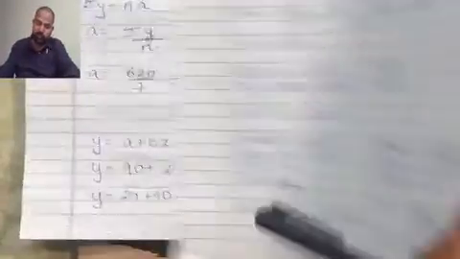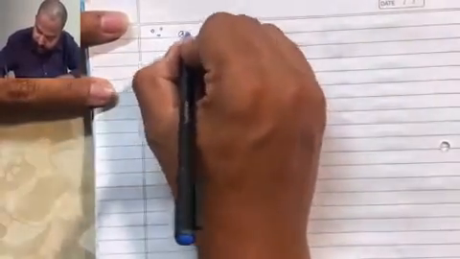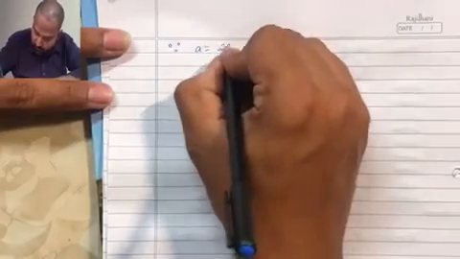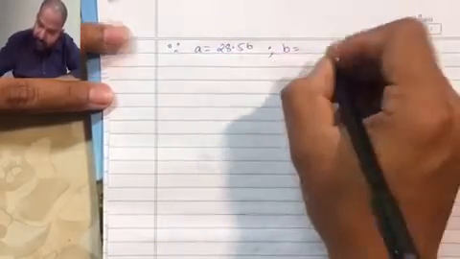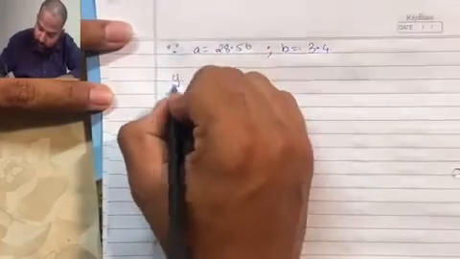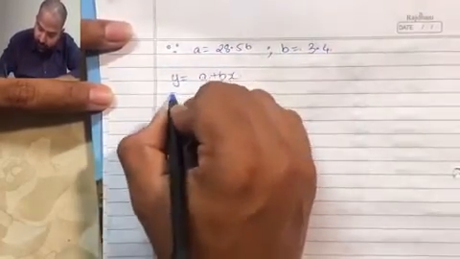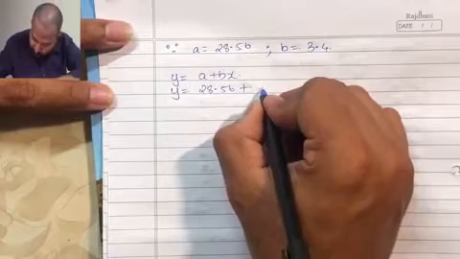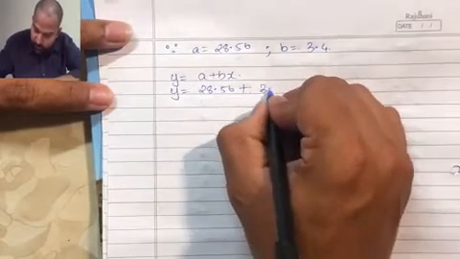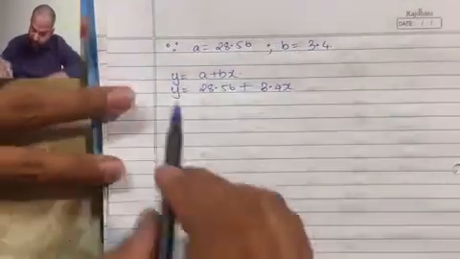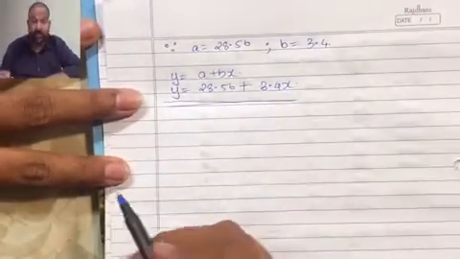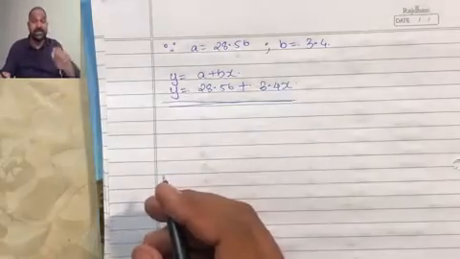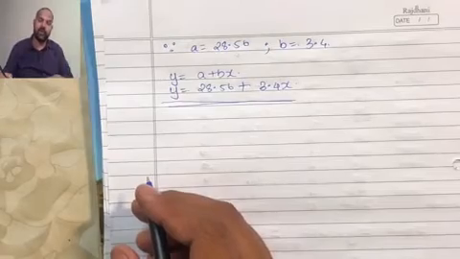The moment you have the values of a and b, you say, since a is 28.56 and b is 3.4, y is equal to a plus bx. So y is equal to 28.56 plus 3.4x. And this is my regression equation. This is the straight line fit of y on x.